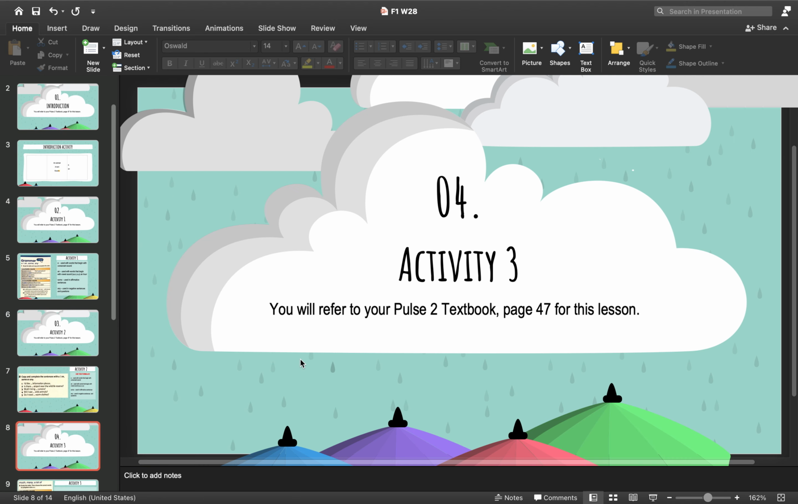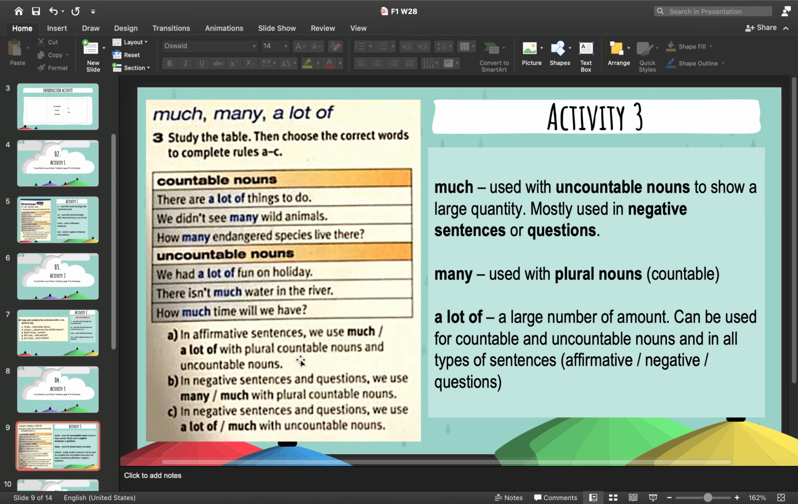Moving on to the next part, activity number 3. So, in activity number 3, actually you're going to learn the next part of our lesson. Okay. Bahagian seterusnya, lesson kita ada much, many, a lot of. So, you need to study the table and then choose the correct answer down here. Okay, so let's have a look at the differences between much, many and a lot of. Tengok kat sini. Much is used with uncountable nouns to show a large quantity. They are mostly used in negative sentences or questions. So, untuk much, dia digunakan dengan uncountable nouns. Okay?